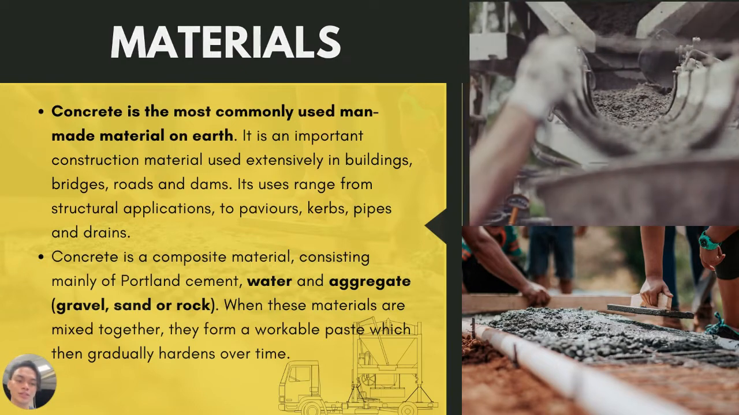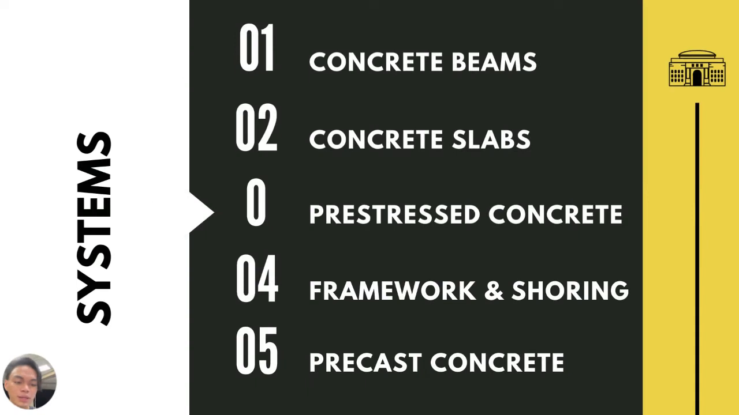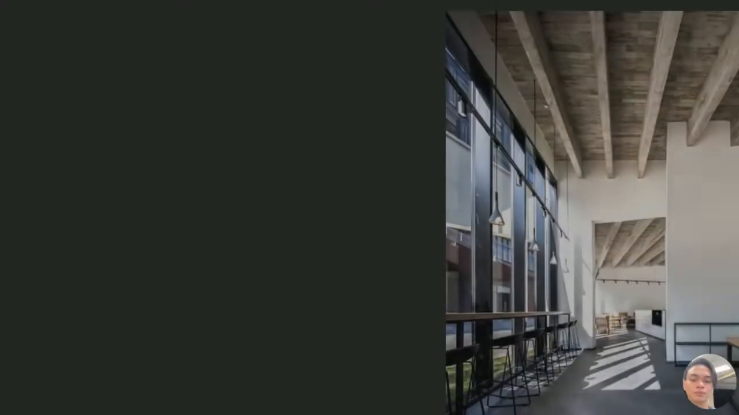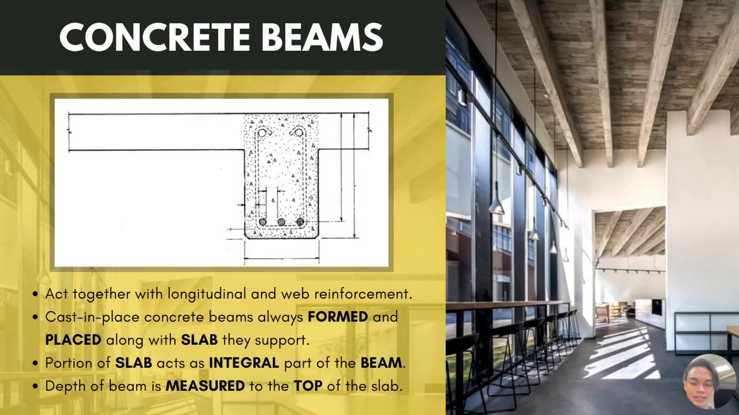Okay, next we move to the system. So we have concrete beams, concrete slabs, pre-stressed concrete, framework and shoring, and precast concrete. For the concrete beams, reinforced concrete beams are designed to act together with longitudinal and web reinforcement in resisting applied force. Cast in place concrete beams are almost always formed and placed along with the slab they support. Because a portion of the slab acts as an integral part of the beam, the depth of the beam is measured to the top of the slab.